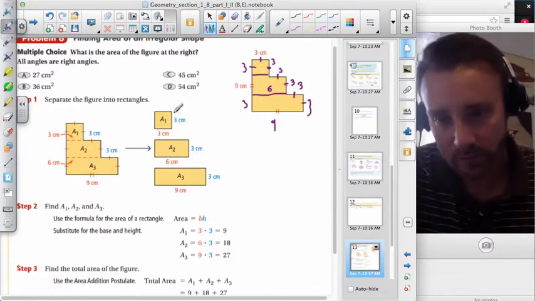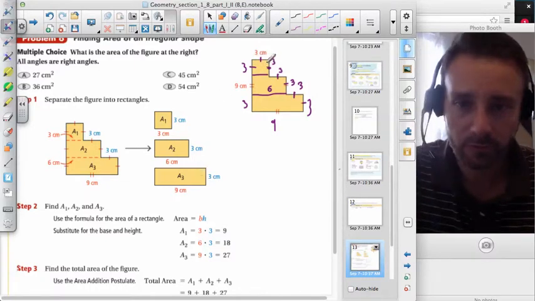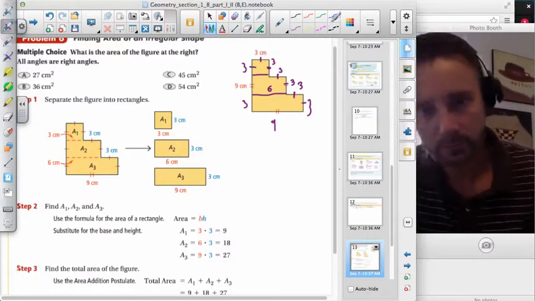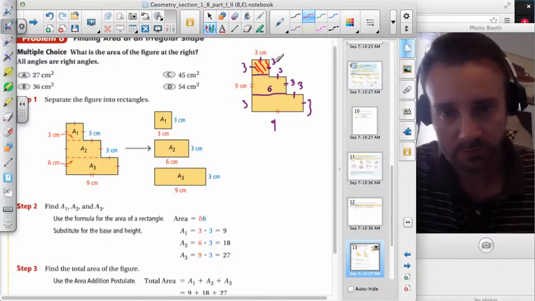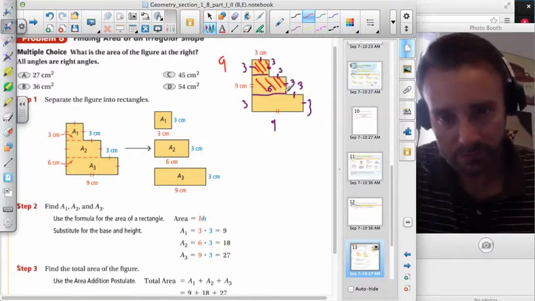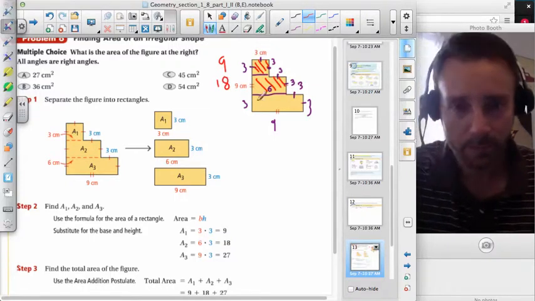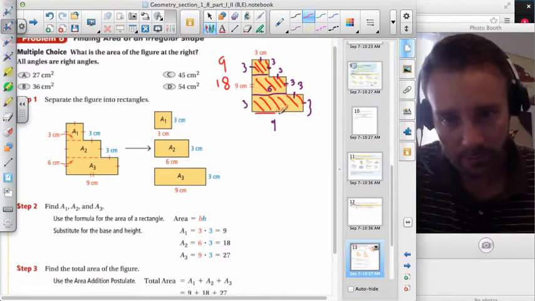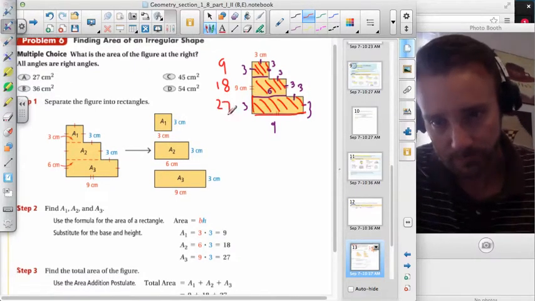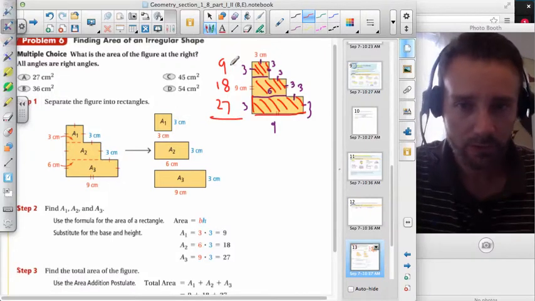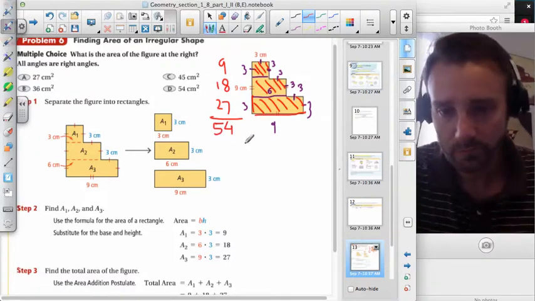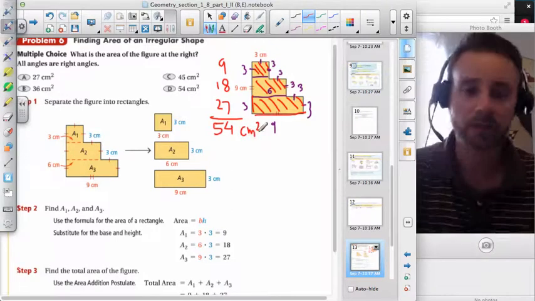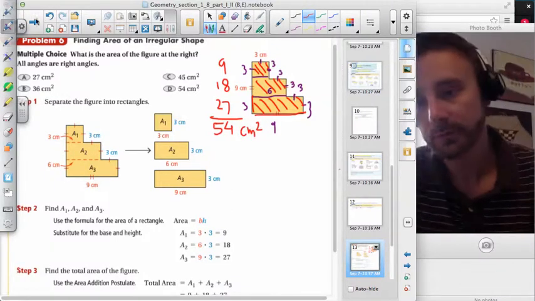So if this is A1, A2, and A3, looking at the figure, the area of the first one is 3 times 3, that is 9. The area of the second part is 6 times 3, that is 18. And the area of the last part is 9 times 3, that is 27. So the total area of the figure, you add 9, 18, and 27, that is 54 centimeters squared. Remember that area always has a unit of measurement that is squared.